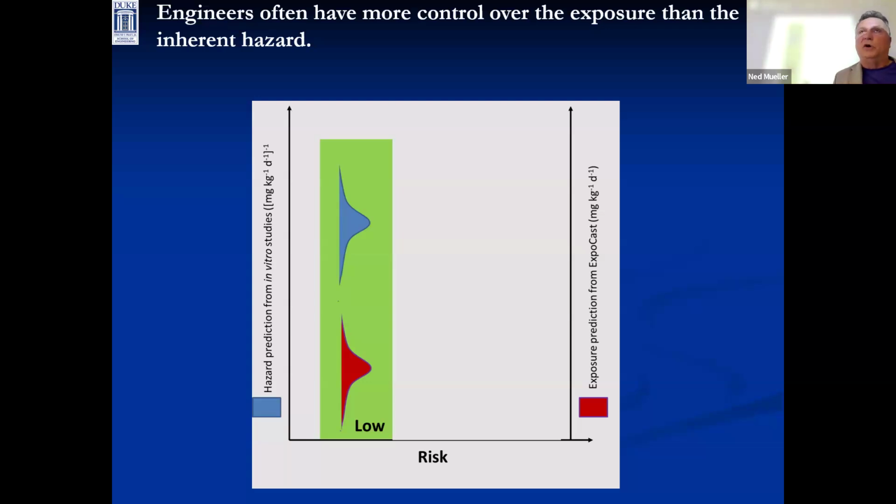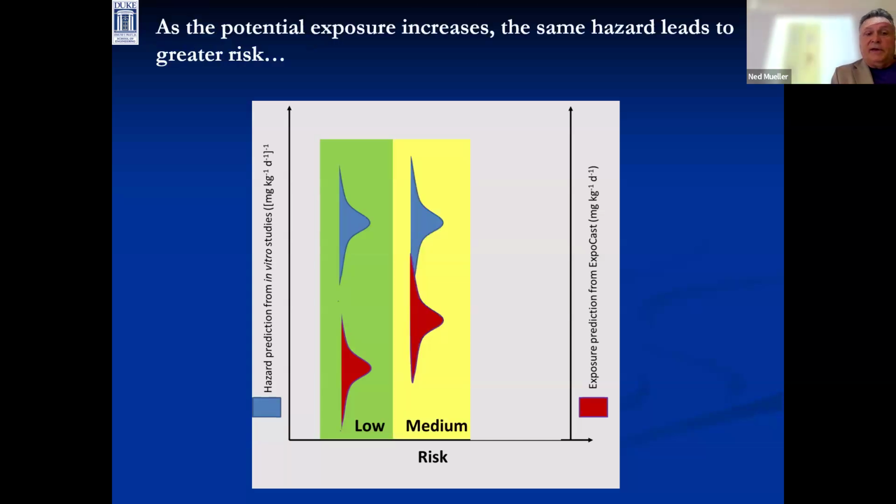So if I have a low hazard, the blue hazard, and I have low exposure, there's no intersection between the hazard and the exposure. This is looking at in vitro, which means a test tube type study. So we don't see anything. However, when they start intersecting, there's a little piece of it that's worrisome.